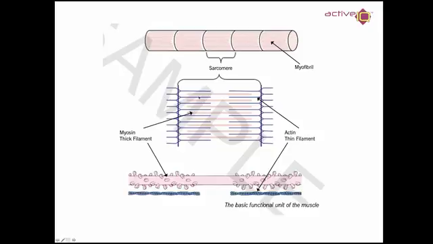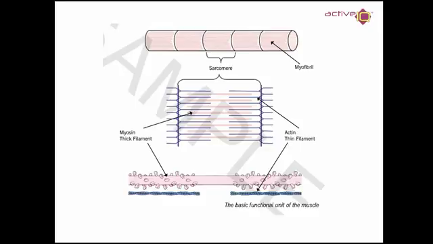And the big fat ones, they are something called myosin. They are the thickest protein filament. And then you have actin, which is the thinner protein filament. So inside the sarcomere, we have myosin, which is the thick one. We also have actin, which is the thin one.